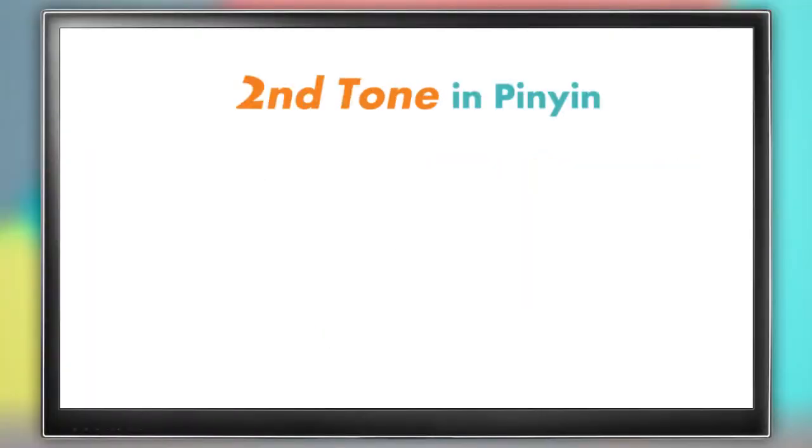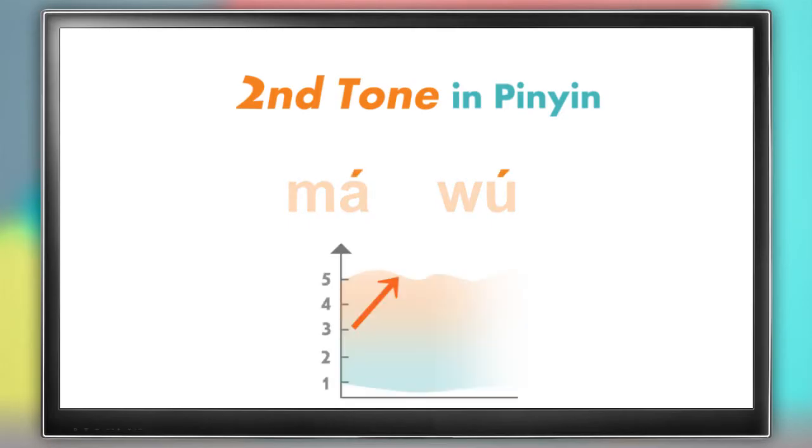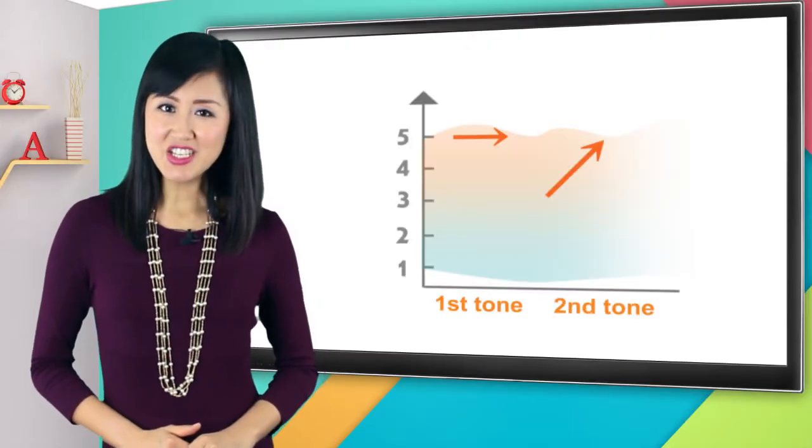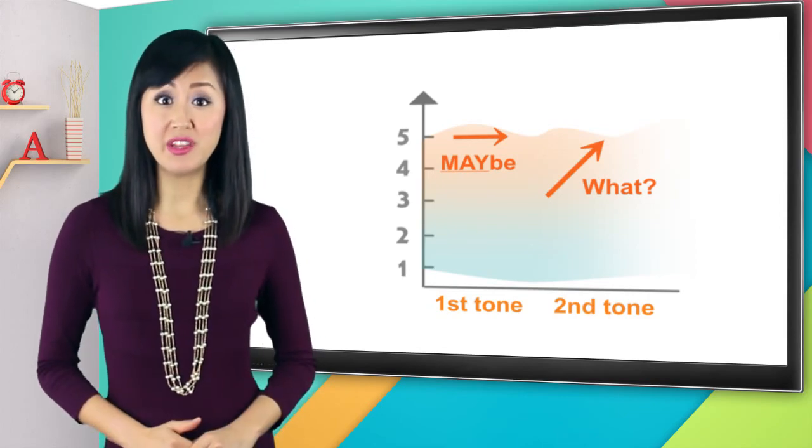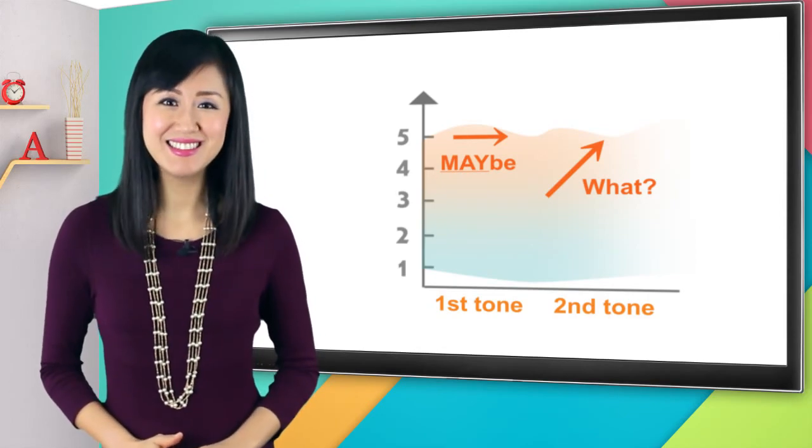In Pinyin, a second tone is represented by a rising accent mark over a vowel, like in the syllables ma and wu. The tone mark for the second tone also looks consistent with the actual tone. The tone mark is a little line that goes up, and the second tone is a rising tone. So now you already know about the first and second tone and their English equivalents. Well, you got those within what, like 3 minutes?